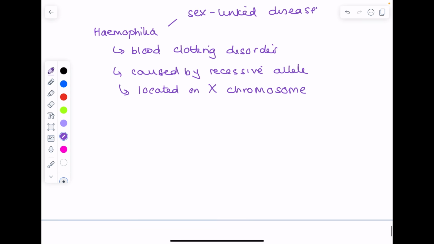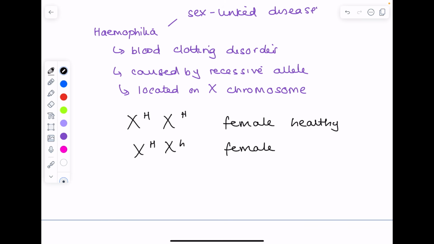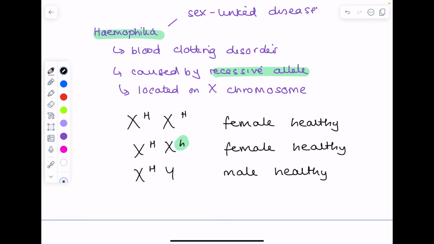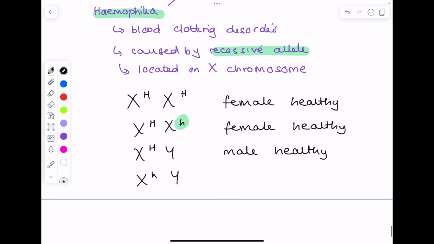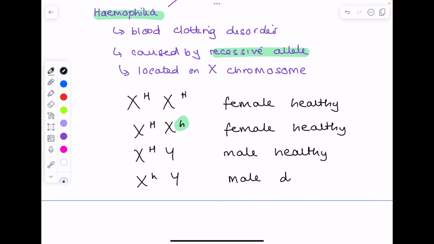So if we consider various genotypes, there's a female that will be healthy. Here's a female that again will be healthy but a carrier, due to the presence of that allele there, which remember is the recessive allele responsible for haemophilia. Here's a male that will be healthy. And here's a male that will have the disease, and that's due to this lowercase h here. And remember, we said that the allele for haemophilia is only located on the X chromosome, so that's how I can infer all these things.